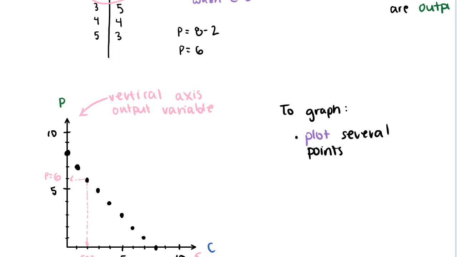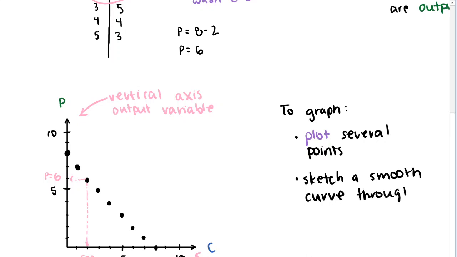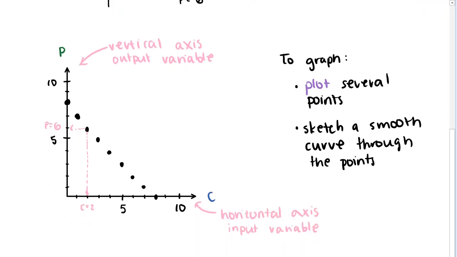And then next thing we want to do is we want to sketch a smooth curve through the points. Right, so here in this case, a smooth curve, I just mean not like zigzagged or anything, not with corners. Here, if I draw a smooth curve through these points, I get this straight line.